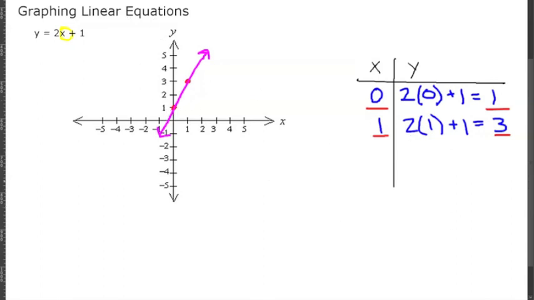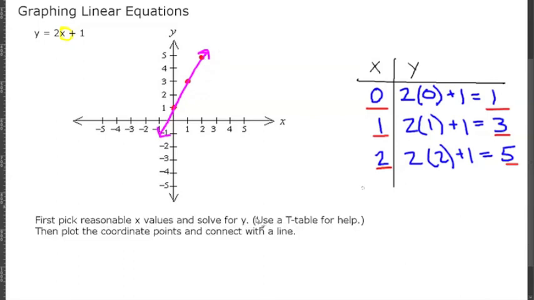Most of the time I like to double check to make sure I've drawn my line right. Let's do x as 2. So then y is going to be 2 times 2 plus 1. 2 times 2 is 4. 4 plus 1 is 5. So now we're going to be at the point 2, 5. So go over 2 in the x and up 5 in the y. And yes, our point falls on our line.